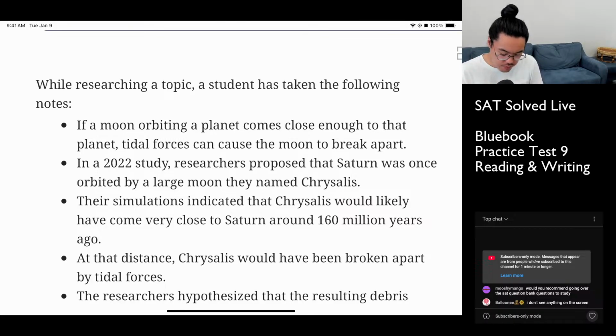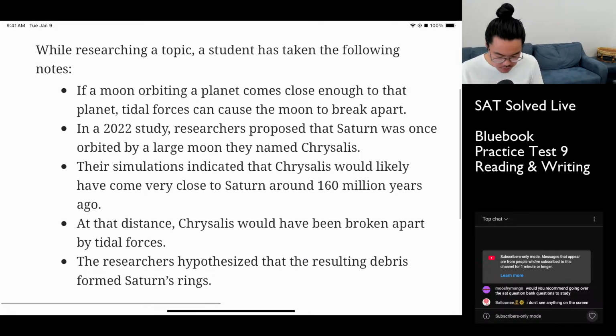A student has taken the following notes. Moon orbiting planet comes close to the planet. Type of forces cause the moon to break apart. What? If a moon orbiting a planet, tidal forces can cause the moon to break apart. Tidal forces on the planet? Okay, sure.